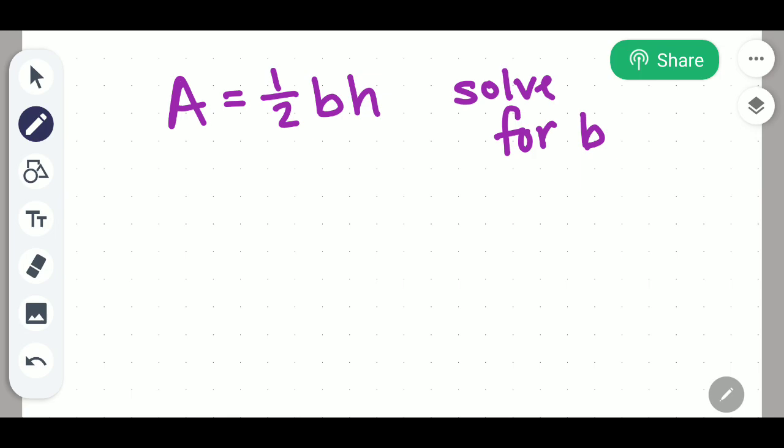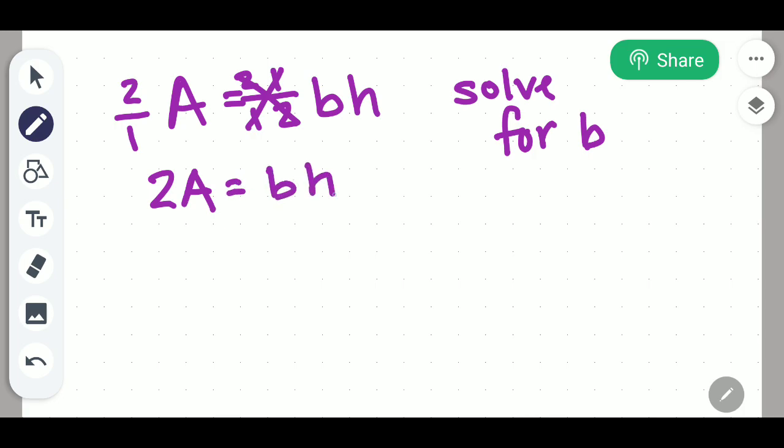First of all, just like when you're solving for X, you look at your variables around, like what's the farthest thing from the base that you have? Well, your farthest thing away from B here is the 1/2. So you want to get rid of that 1/2 first. So to get rid of the 1/2, you can't divide by a fraction. Instead, you multiply by the reciprocal. So we're going to multiply by 2/1 to get rid of this. Okay? So 2/1, which is 2. 2 times A is 2A equals base times height.